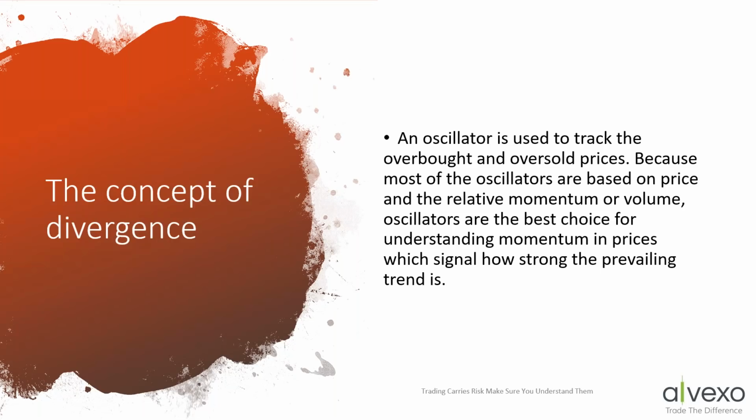Okay. So an oscillator is used to track the overbought and oversold prices, because most of the oscillators are based on price and the relative momentum or volume. Oscillators are the best choice for understanding momentum in prices, which signal how strong or prevailing the trend is.